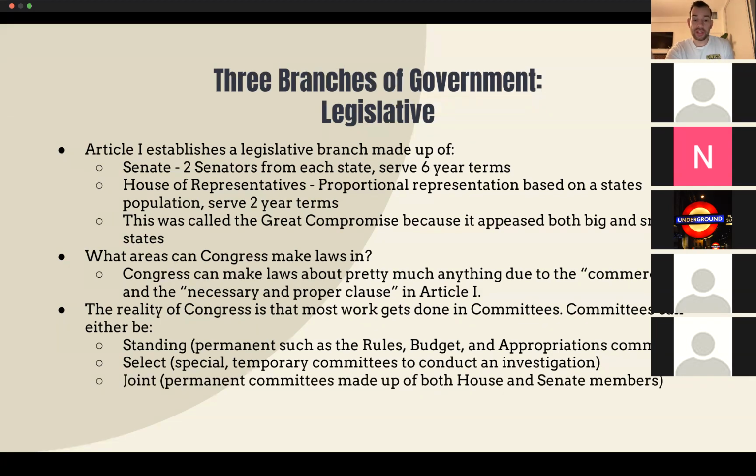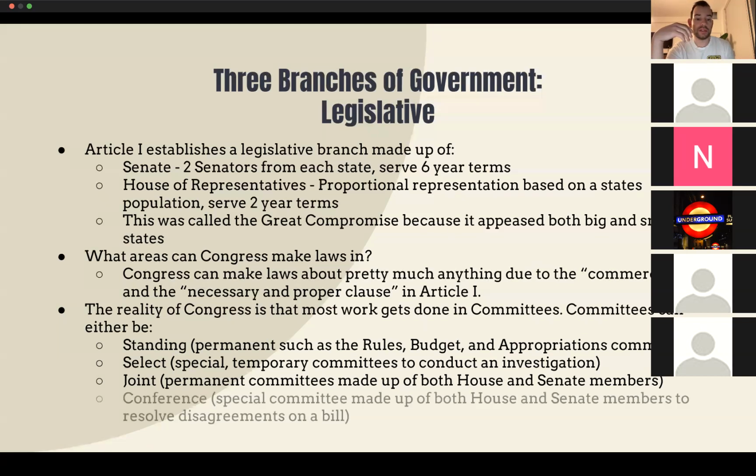Third, there are joint committees. These are committees that are made up of both House and Senate members that are permanent. And then finally, there's something called a conference committee. This is a special temporary committee that's made up of both House and Senate members when they have a disagreement over a bill. So I'll pause right there.